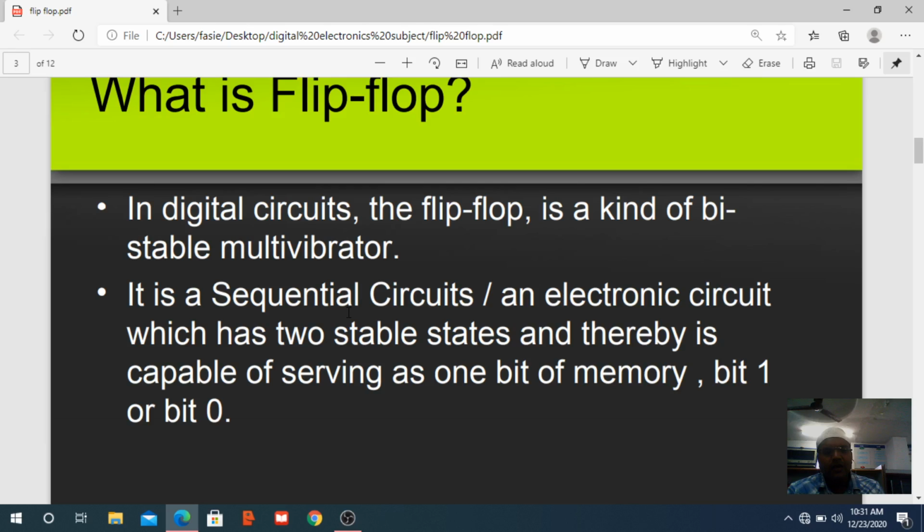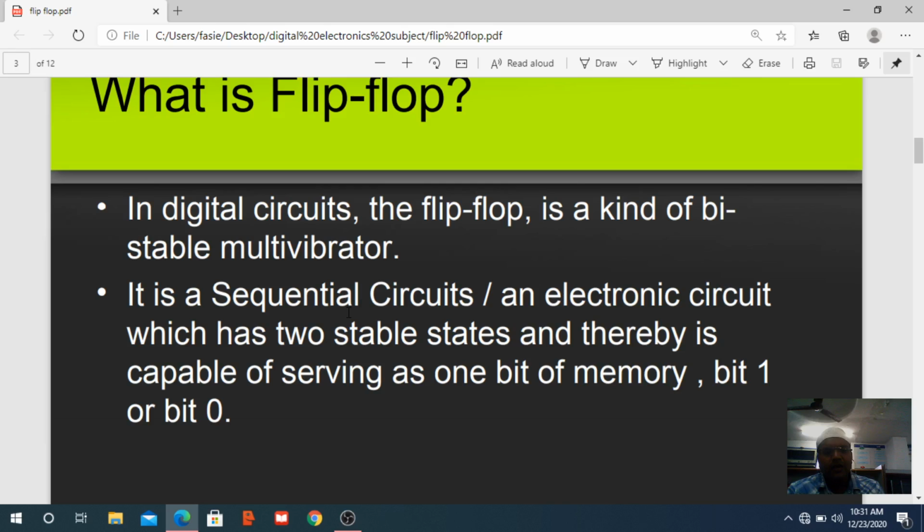Next, what are the different types of flip-flops we have? There are different types of flip-flops: the SR flip-flop, then the JK, then the D flip-flop, then the toggle. These are the different types of flip-flops, as per your syllabus, that we are going to discuss. The first one is the SR flip-flop. What does SR stand for? Set and reset. S stands for set. Set means the higher bit, that is bit 1. Reset means the lower bit, which you can say is bit 0.